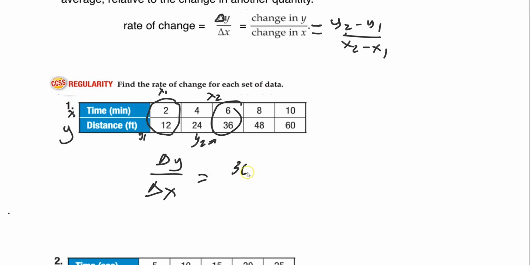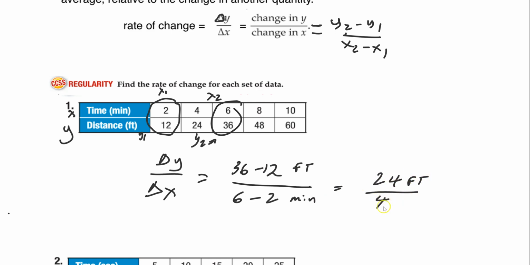So it's going to be 36 minus 12 feet, keep the units, over 6 minus 2 minutes. So 36 minus 12 is 24 feet over 4 minutes, and we can divide that and get 6 feet per minute. Now keep in mind, units matter. So 6 feet per minute, that tells you something. It tells you, hey, this is going 6 feet for every 1 minute. So that's why it helps to keep it as a fraction. It's a ratio. So rate of change should tell you something.